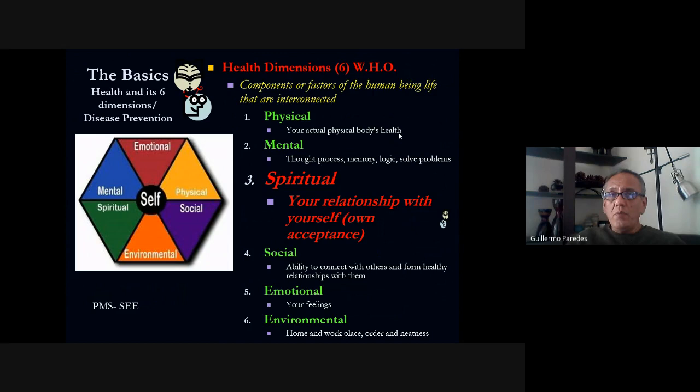Mental: thought process, memory, logic, solving problems. The mental dimension is how you are reasoning, how you perceive the world around you. For example, this is daylight, so you are not at night. You're at home, not in the hospital. Where are you? I'm at the beach. No, you're not at the beach. You are in your house, right? So mental: thought process, memory, logic, and solving problems.